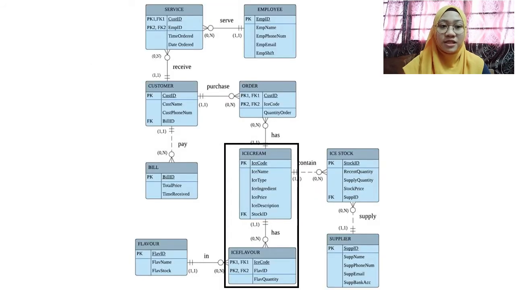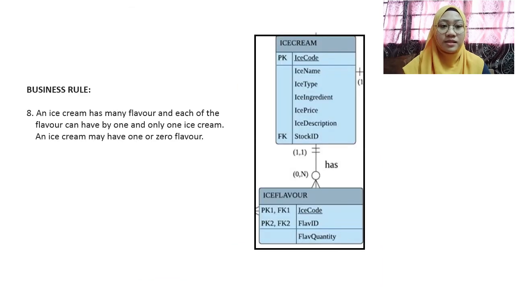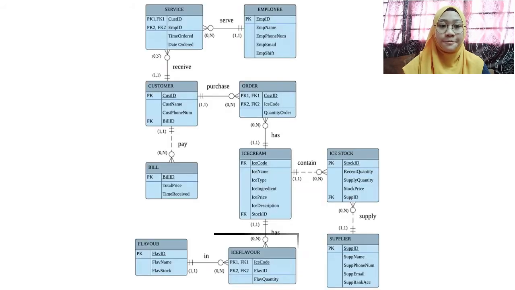Next, we're going to see the business rule between the ice cream table and the ice flavor table. So here, an ice cream can have many flavors and each of the flavors can be had by one and only one ice cream. An ice cream may have 1 or 0 flavors. This ice cream may contain no flavor because the customer doesn't want an additional taste or additional flavor of the ice cream, as they usually prefer the original taste of the ice cream.